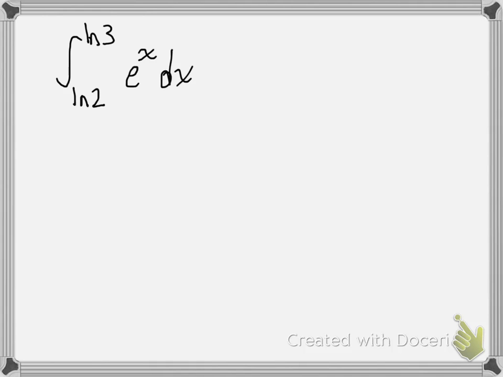So we'll take the integral from natural log of 2 to natural log of 3 of e to the x dx. If we integrate e to the x dx, what is it going to be? Remember, e to the u du is just e to the u plus c. So this is just going to be e to the x, but because we have limits here, from natural log of 2 to natural log of 3, we don't have the plus c. And so we've got to plug in to see what we get.